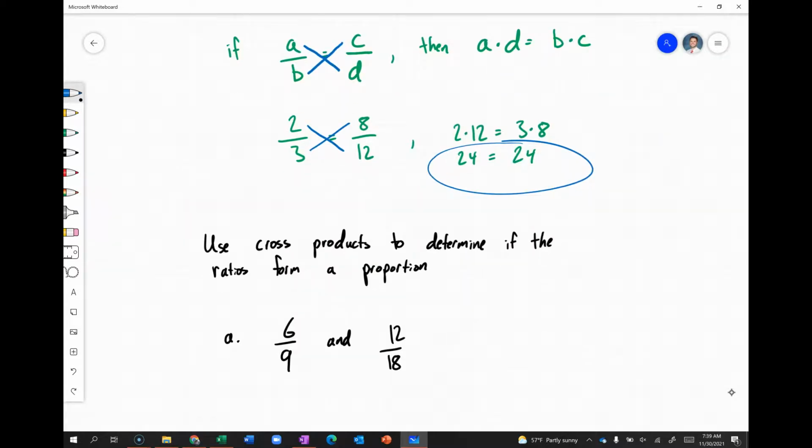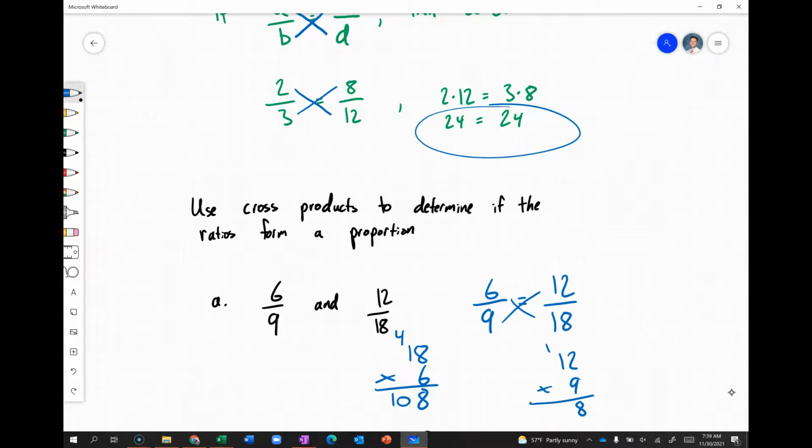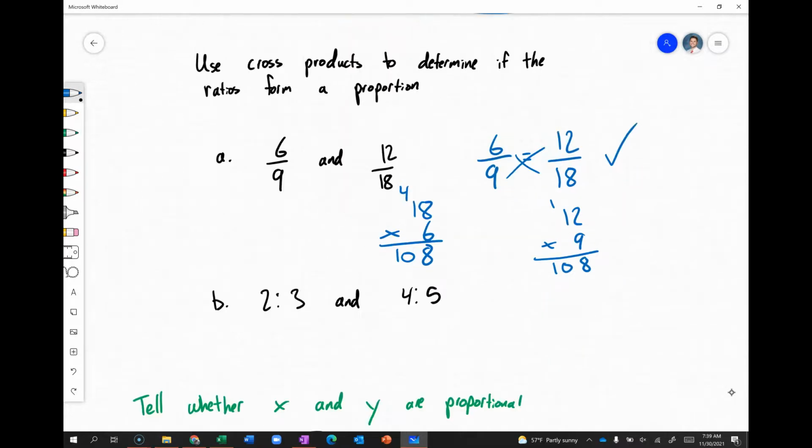So we can also use the cross products rule to determine if ratios form a proportion. So for example, we have 6/9 and 12/18. So if 6/9 is equal to 12/18, then 6 times 18 will be equal to 9 times 12. So let's just do some math here. 18 times 6 is 108, and 12 times 9 is also 108. So these ratios are a proportion.